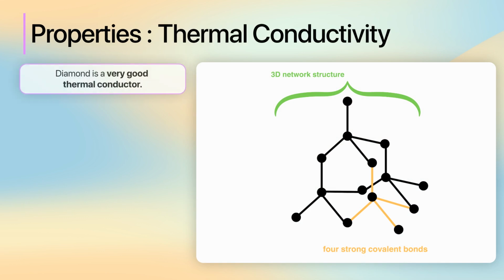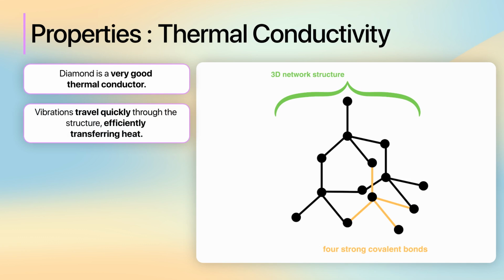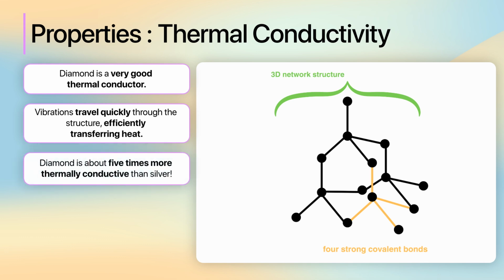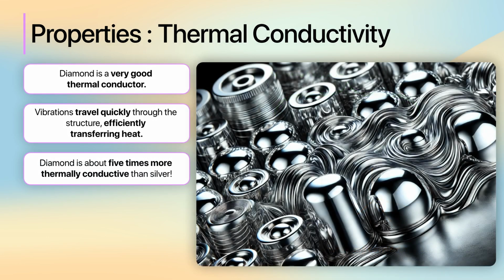Interestingly, diamond is a very good conductor of heat. The strong covalent bonds and the rigid lattice structure allow vibrations to travel quickly through the material, efficiently transferring heat. In fact, diamond is about 5 times more thermally conductive than silver, which is the most thermally conductive metal.